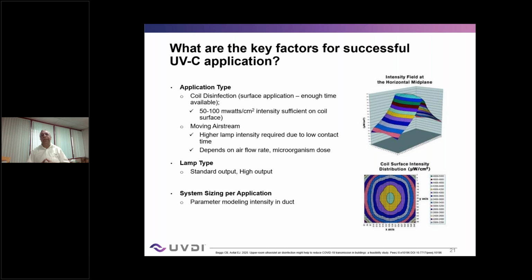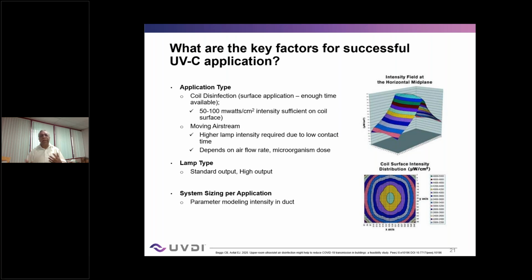So what are the key factors for successful application? Of course, coil disinfection: you have enough time. These lamps are on 24/7. You don't need a very high intensity. But when you look at an airstream application where you have air moving in a duct at 500 feet per minute, in a zone you have only like 0.25 seconds of contact time to kill your virus or microorganism as it goes past the UV system. So these are two different applications. A coil application is not really suitable for an airstream. You're not going to get that much.